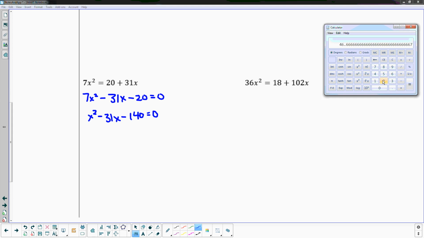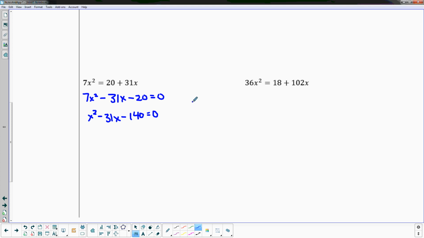140 is not a multiple of 3. What about 5? 5 and 28. I cannot combine those in any way to give me a 31, but I am closer. That probably means I need to go a little bit smaller. Let's try 4. 4 and 35. So 140 divided by 4 is 35. And I like those numbers because I can find a way to combine them and give me 31.